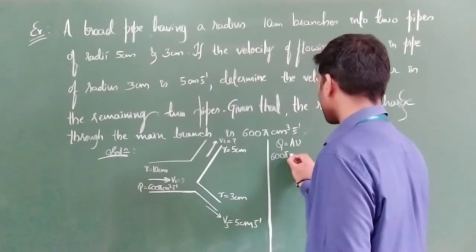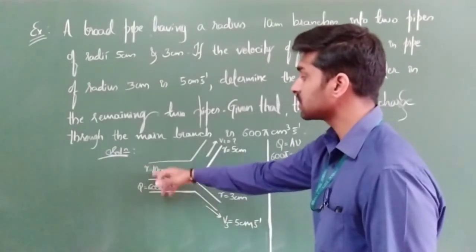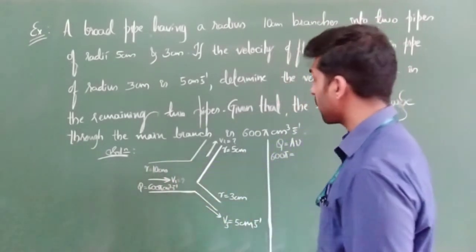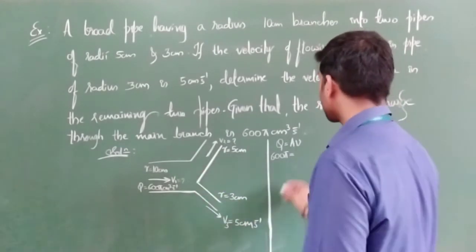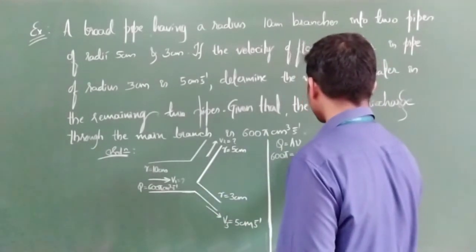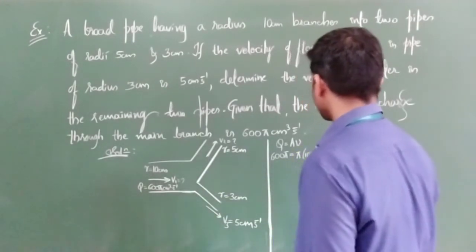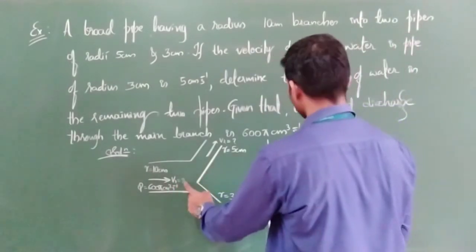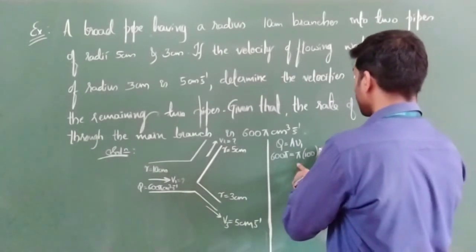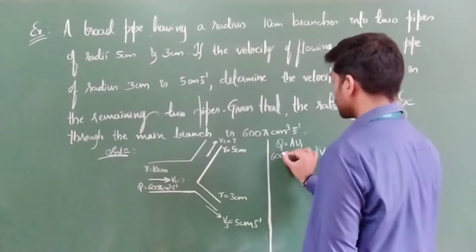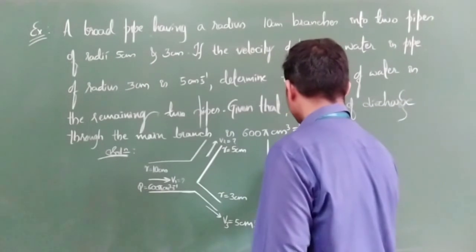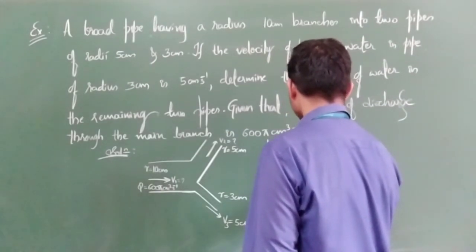600 pi. Area for this main branch: it is a circular pipe having the area pi r square. R value is 10, so I can write pi into 10 centimeter, r square means it will become 100. Clear? This is equal to, we are going to calculate for V1. So 600 pi is equal to 100 into pi into V1. So the 2 zeros cancel, pi cancels. What is remaining? V1 is equal to 6 centimeter per second.